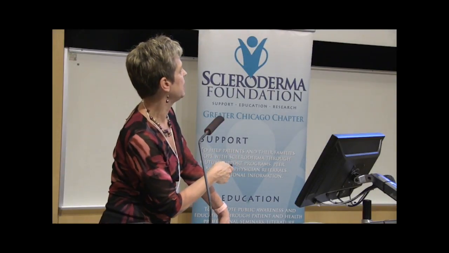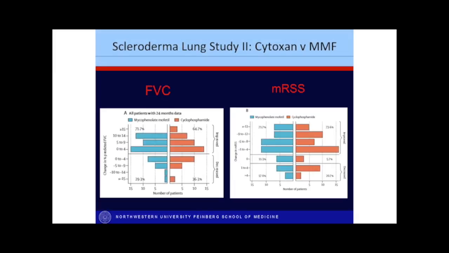So it's really quite simple. These are the patients in blue who got mycophenolate. These are the patients in orange who got Cytoxan. This is the skin scores. We're not going to look at that.